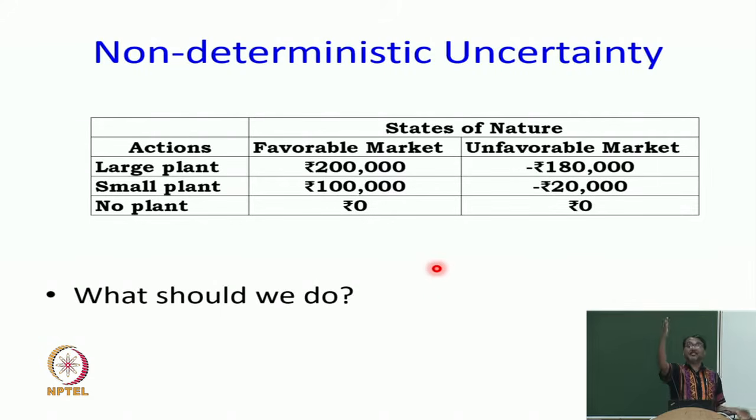Why would you do nothing? Just out of curiosity. It has no loss. Very good. So he says, what's your name? Harkirat. Harkirat says, look, making no plant has no loss, right? You can't lose if you don't play.